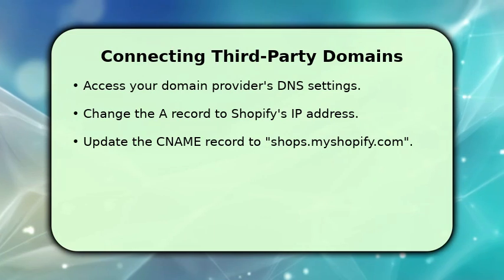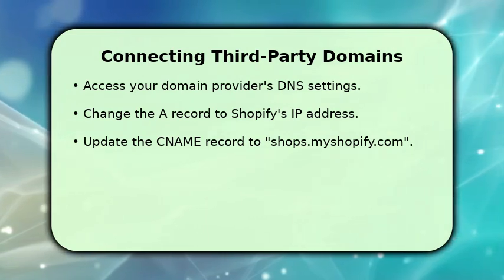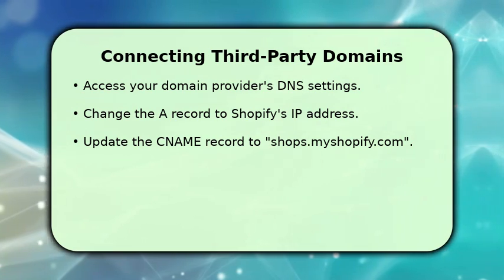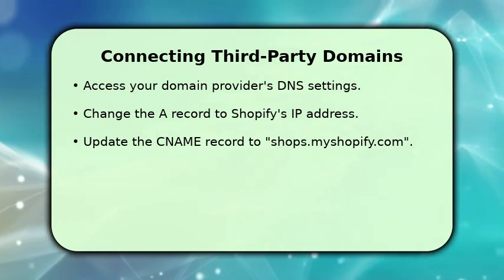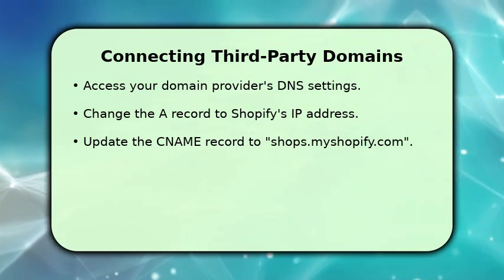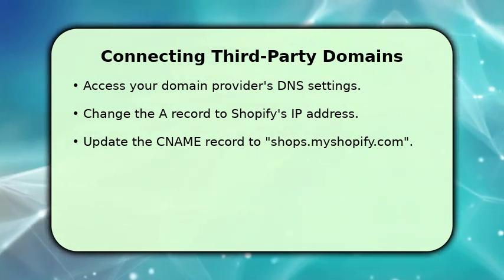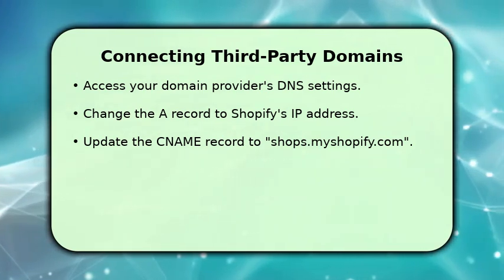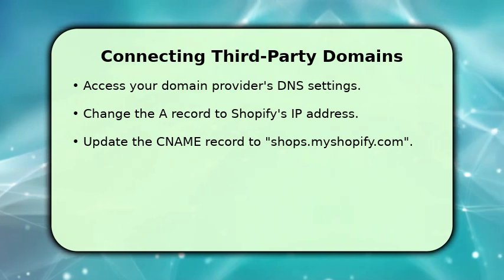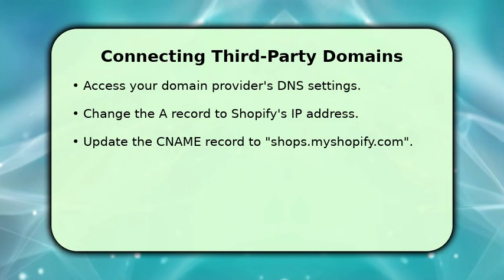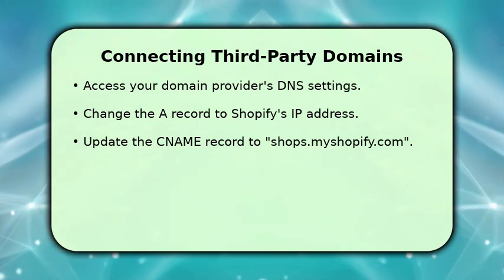Connecting a third-party domain requires a few manual steps within your domain provider's settings. First, access your domain's DNS management area. You will need to change the A record to Shopify's IP address, which is 23.227.38.65. Additionally, update the CNAME record for www to shops.myshopify.com. After saving these changes, verify the connection in your Shopify admin.